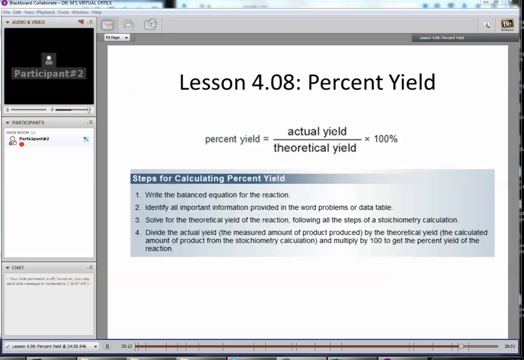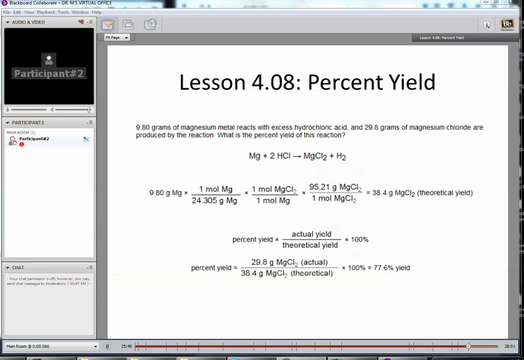So the big thing is you do want your actual yield to get as close as it can be to the theoretical. If the actual yield is very, very low, of what one would look like.